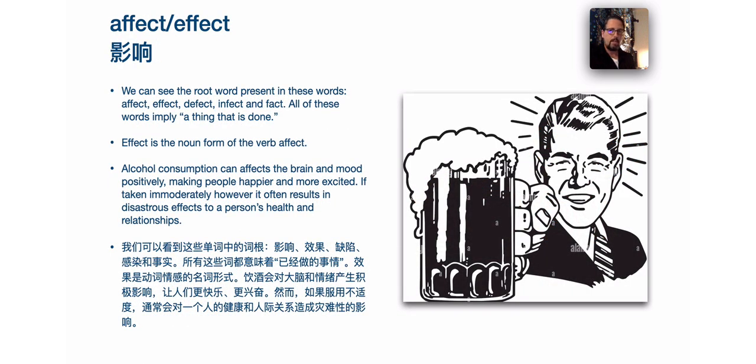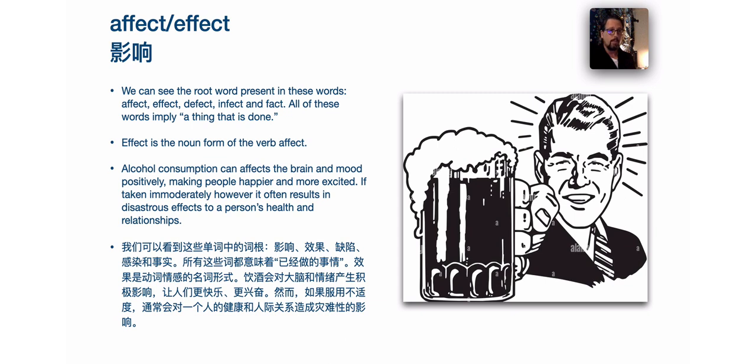Let's look at the root word found in perfect. We see the root word present in these words: affect, effect, defect, infect, and also fact. All of these words imply a thing that is done. A fact is a thing that is done. Defect is the thing that is done incorrectly. Infect is an infection. Let's look at the words affect and effect here.